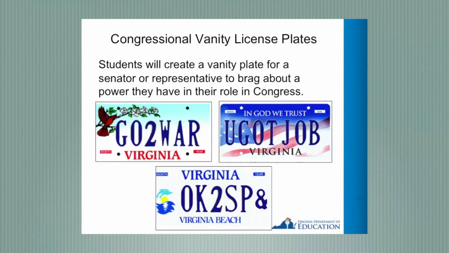So let's look at these plates. The first one there with the cardinal is the power to declare war. How about the flag in you got job? What power of Congress is that? Go ahead, you can call it out.